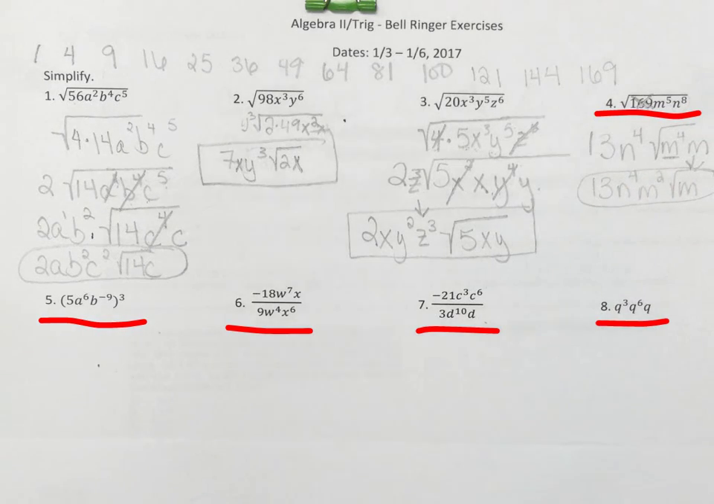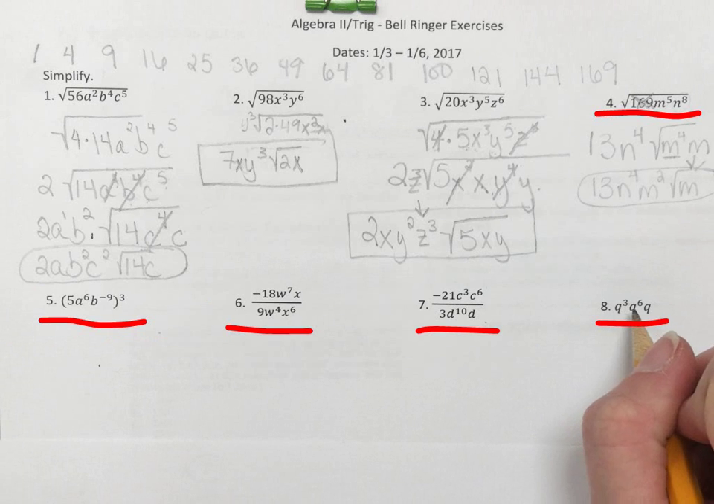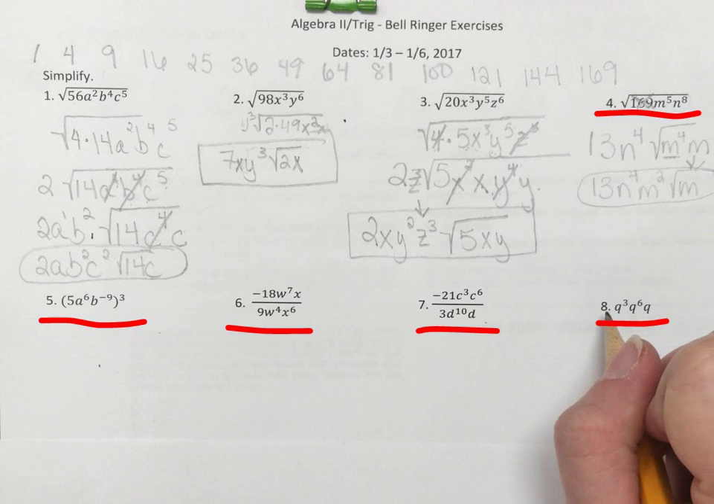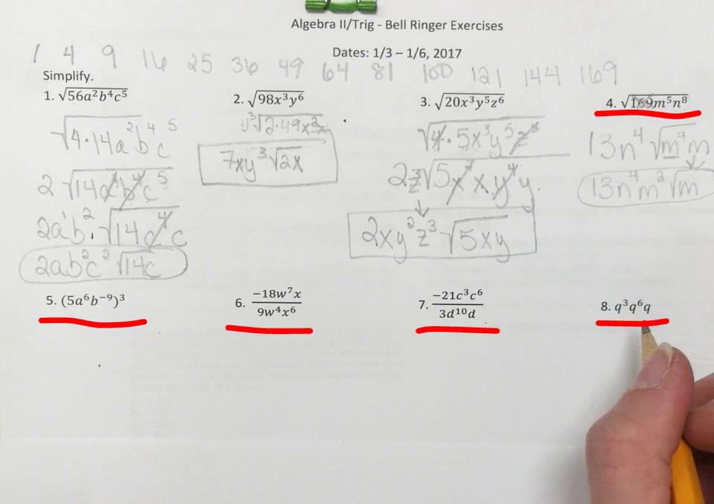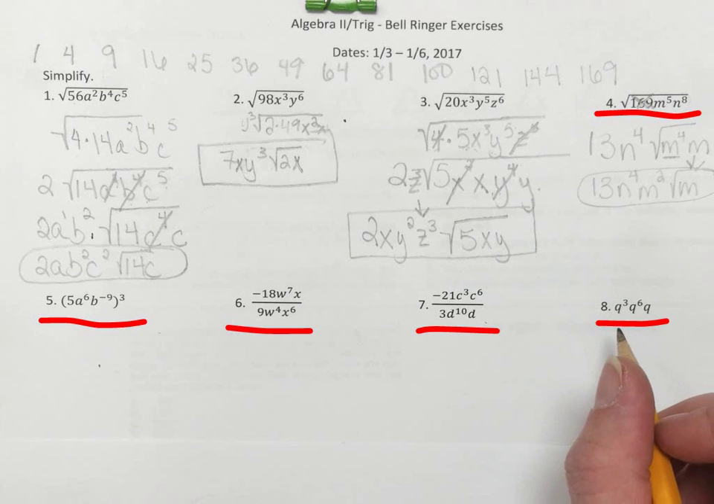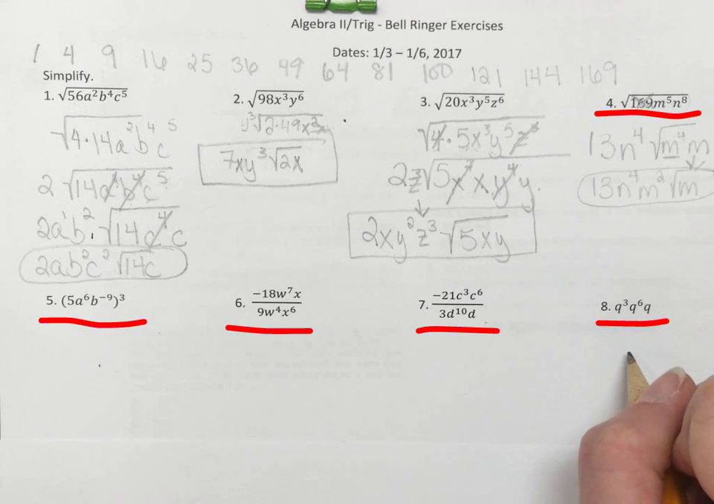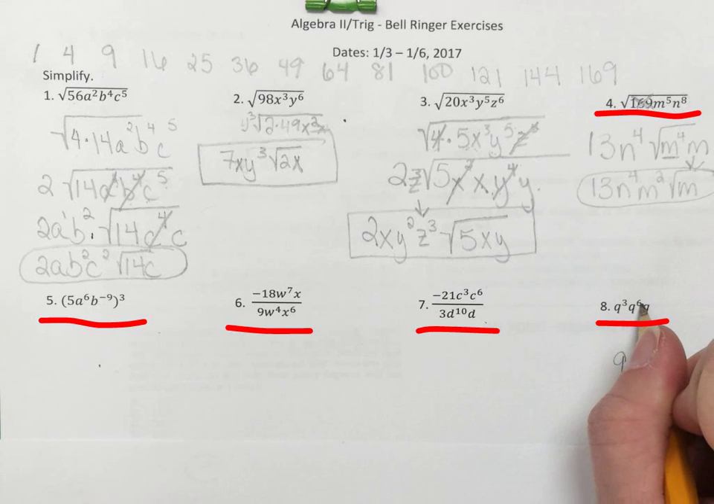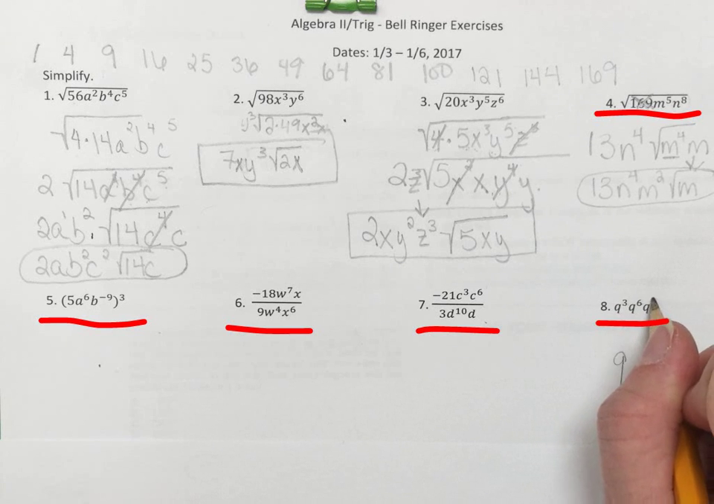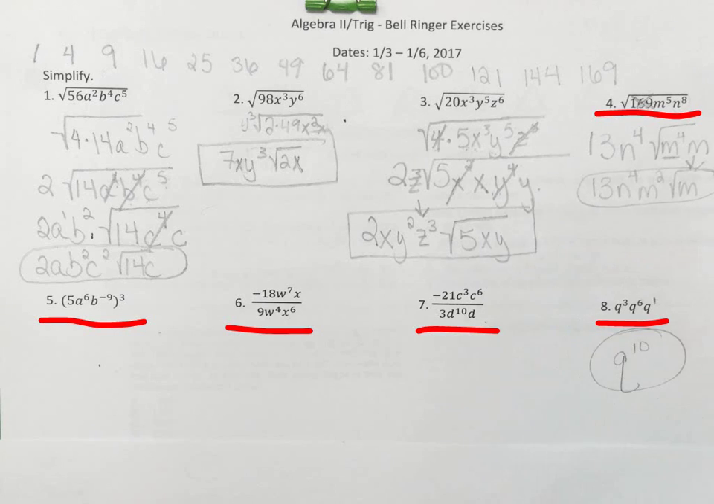Alright, let's do number 8 real quick to remind ourselves. What do we do to all of these exponents? When you multiply the bases, what do you do to the exponents? Add, subtract, multiply, or divide? Add. So what do I get? Q to the what power? 10. How'd you get that? 3 plus 6 plus 1. 3 plus 6 is 9, and there's a 1 right here, which makes it 10. Very good.